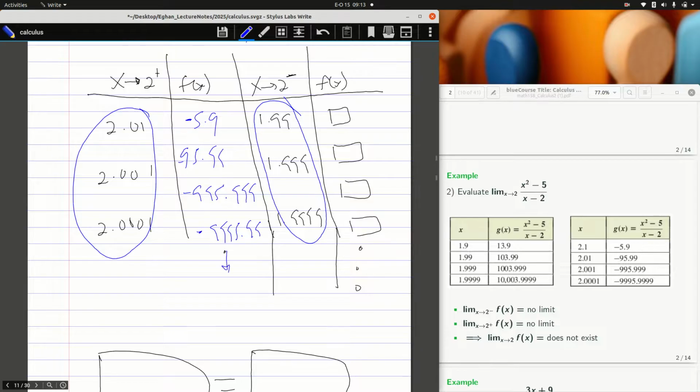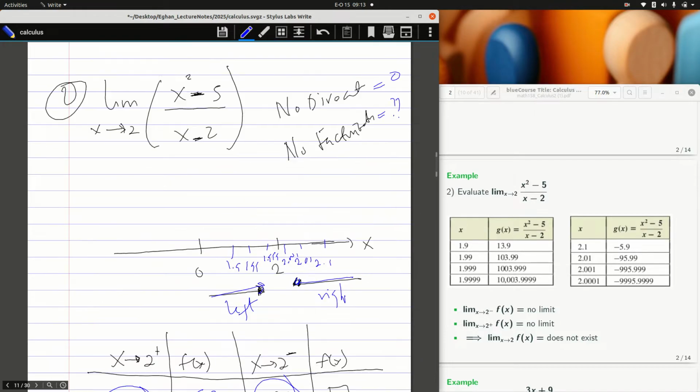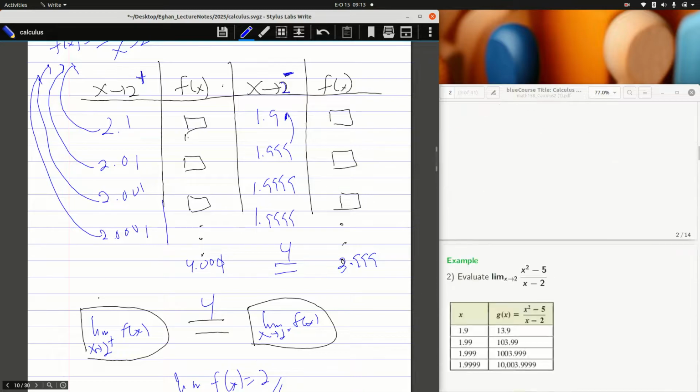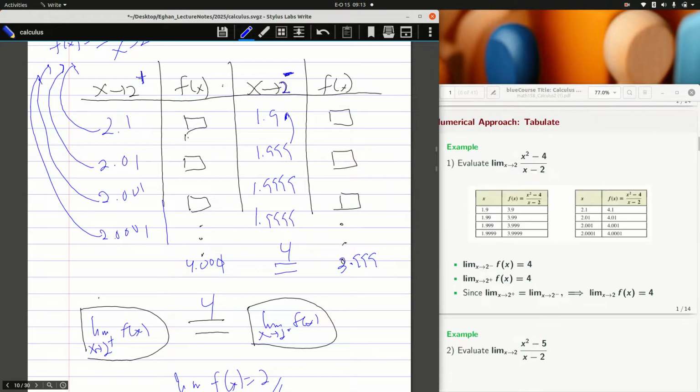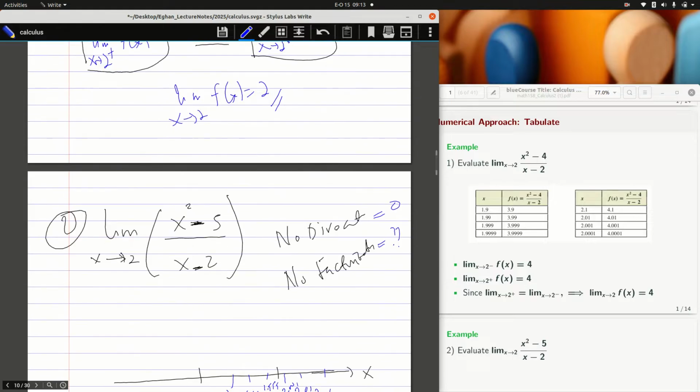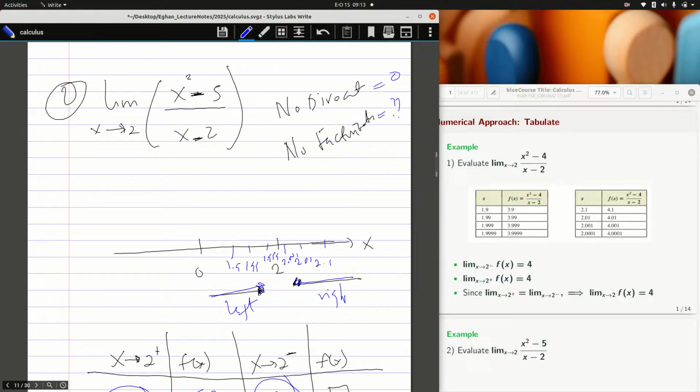Unlike the first example, let me go to slide 1. I had 3.9 and, from the positive side, 4.1, 4.01, 4.001, 4.0001. So it's almost close to 4. It's convergent to 4 because as zeros increase, we get to 4. But with the second example, it is not so.